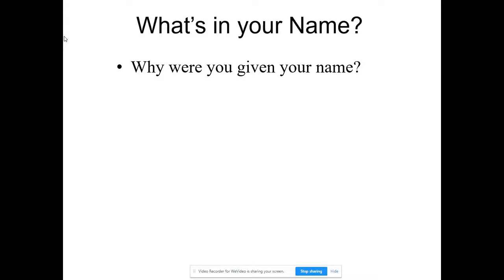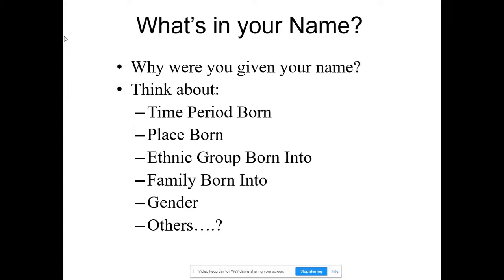Now, as you think about what might have influenced your name, you might have thought about the time period in which you were born. If you were born 500 years ago, is it likely that you would have the name you have? The place that you were born? Were you born inside the United States, outside of the United States? Did this influence what your name was?